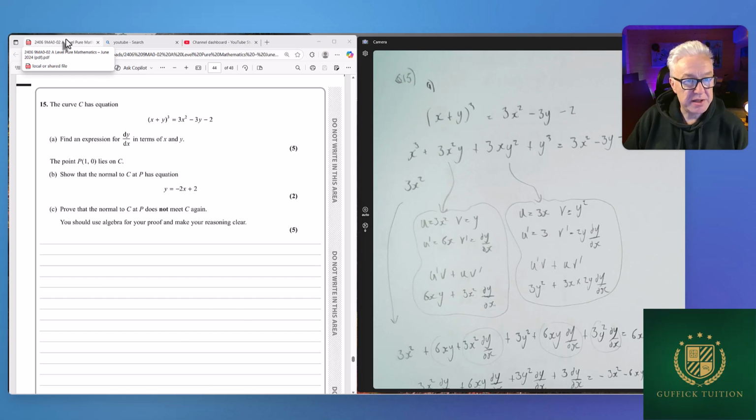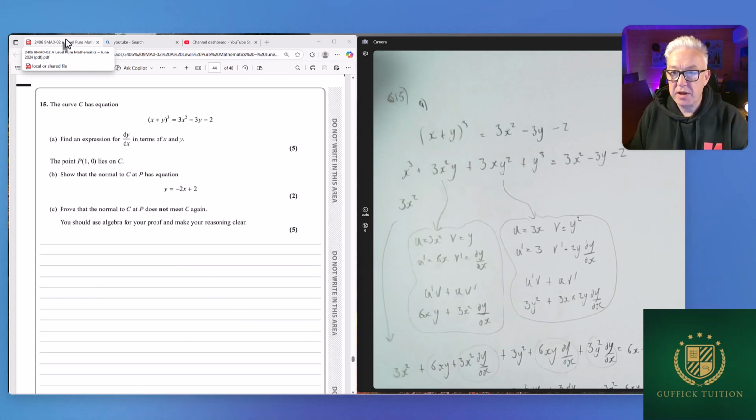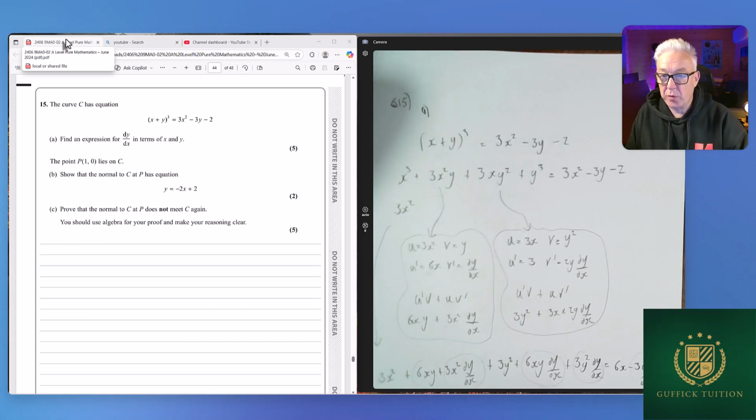So it says the curve C has the equation (x + y)^3 is equal to 3x squared minus 3y minus 2. Find an expression for dy by dx in terms of x and y. So we're going to basically expand and then differentiate. So expanding, first of all, (x + y) all cubed.